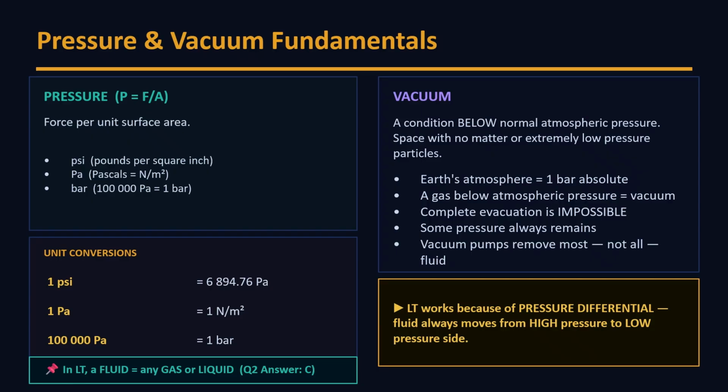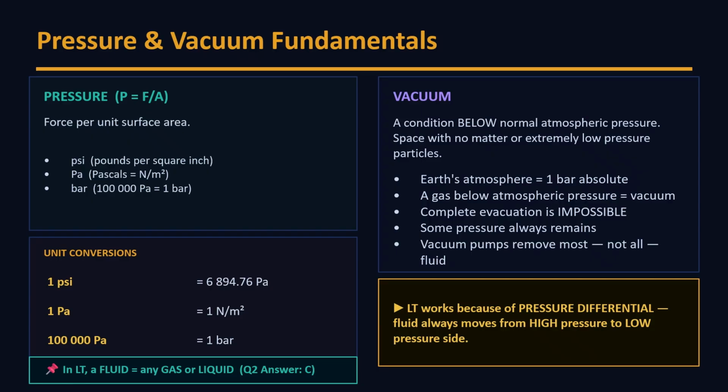Now let's discuss vacuum. Many people think vacuum means empty space. That is not completely correct. A vacuum simply means pressure below atmospheric pressure. A perfect vacuum is practically impossible. No matter how good your vacuum pump is, some molecules will always remain.